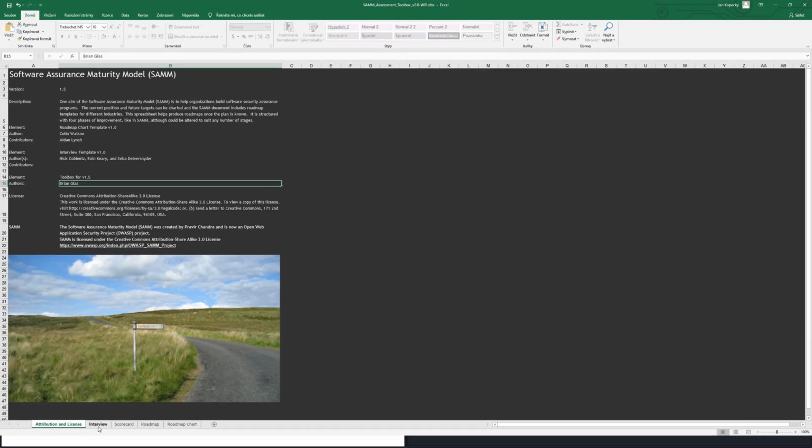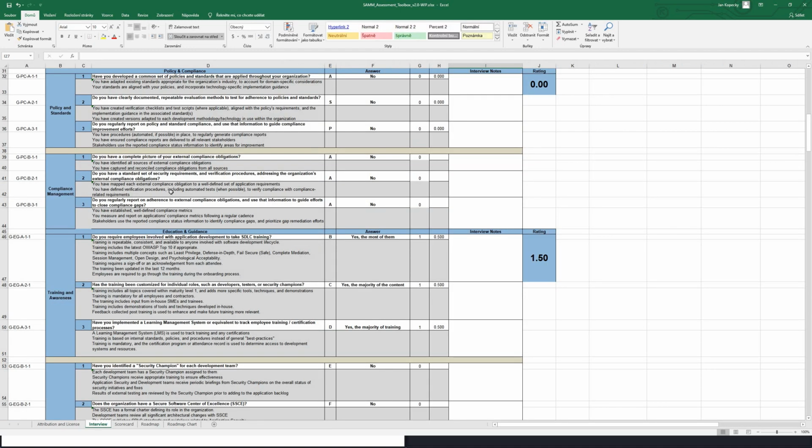Okay, attribution and license, interview. As I said, this interview contains the questions you should ask when you are trying to figure out the current level of the company where you are trying to implement OpenSAM. So you just talk to responsible people and fill in the questions here. The Excel is interactive, so it will count the score for you.